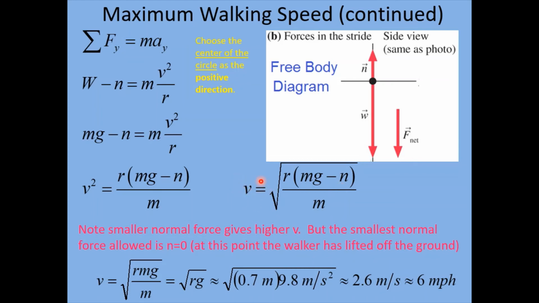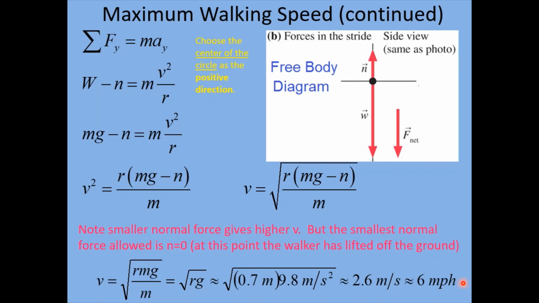So we want to solve for the walking speed at that transition point. To do that, we just set N equal to 0. So the speed of walking is the square root of r times mg over m. Notice the m's cancel, and we get the square root of r times g. Let's put in some typical numbers. For an average height person, the leg length from ground to hip joint would be about 0.7 meters. We multiply that by g, which is 9.8, and take the square root, and we get 2.6 meters per second, which is about 6 miles per hour. That is a reasonable estimate for how fast you can walk before you actually start running.